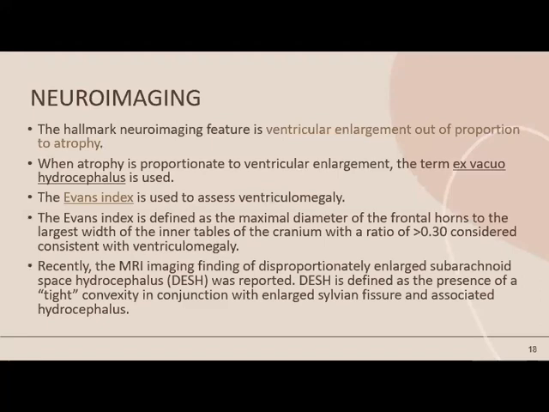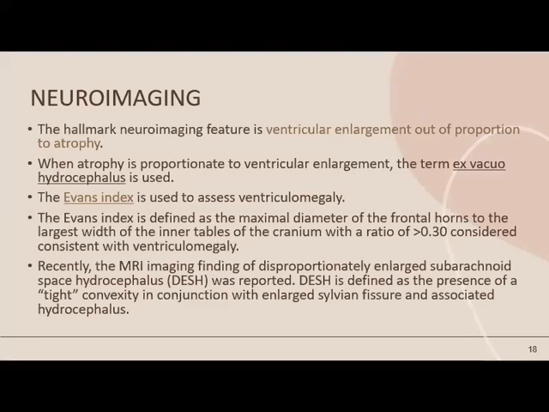Neuroimaging. The hallmark neuroimaging feature is ventricular enlargement, which is out of proportion to atrophy. When atrophy is proportionate to ventricular enlargement, the term ex vacuo hydrocephalus is used. The Evans index is used to assess the ventriculomegaly. It is defined as the ratio of the maximal diameter of the frontal horns to the largest width of the inner tables of the cranium, with a ratio of more than 0.30 considered consistent with ventriculomegaly.